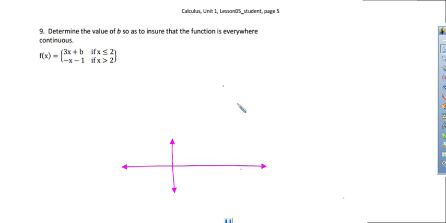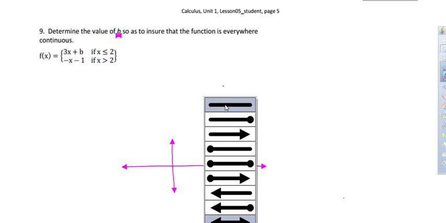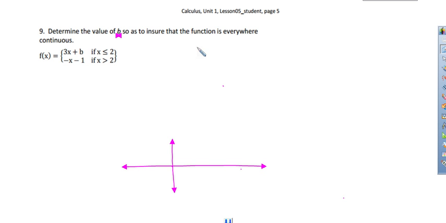Alright, let's look at number 9 in this same lesson, lesson 5. And they want us to determine the value of b once again, so that the function is continuous everywhere. I don't like the way he worded that, but whatever.